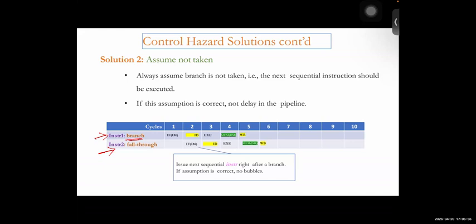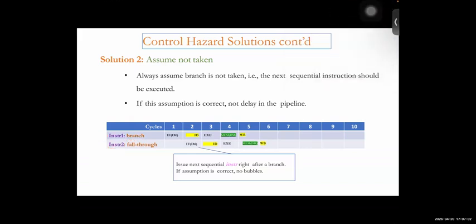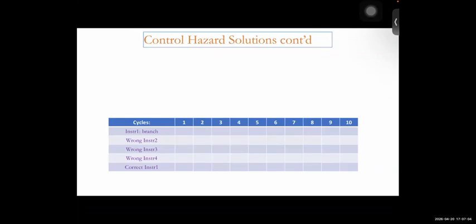But if this assumption is wrong, that the branch will not be taken, then what happens? All the instructions which were allowed inside the pipe after the branch must be flushed. They are treated as wrongly inserted instructions in the pipeline. So then what to do? Because at the end of the 4th stage only, the program counter is updated with the address of instruction 1, suppose.